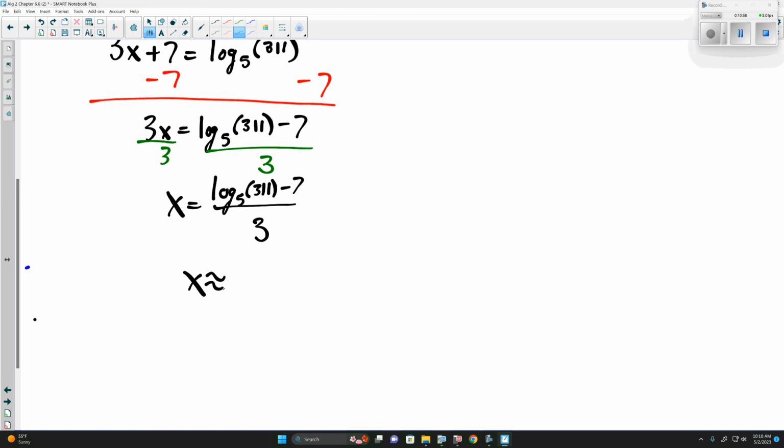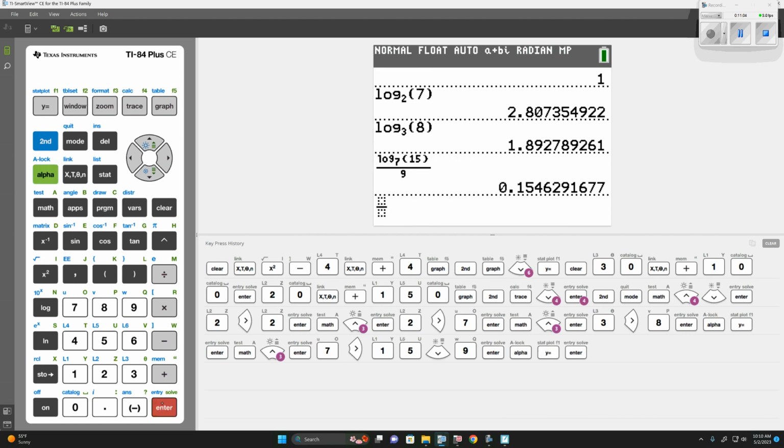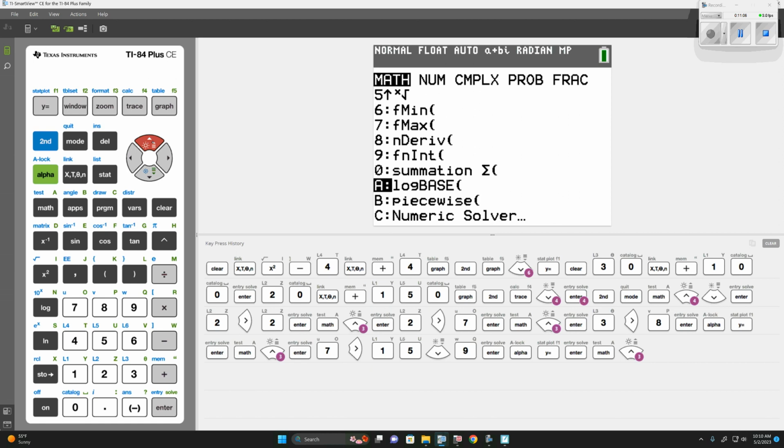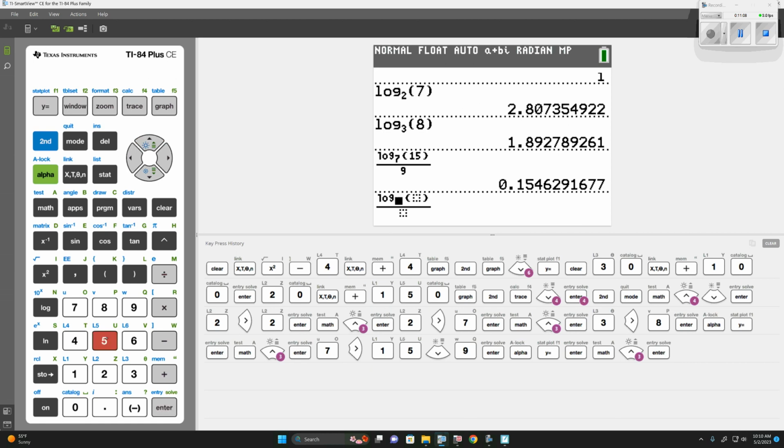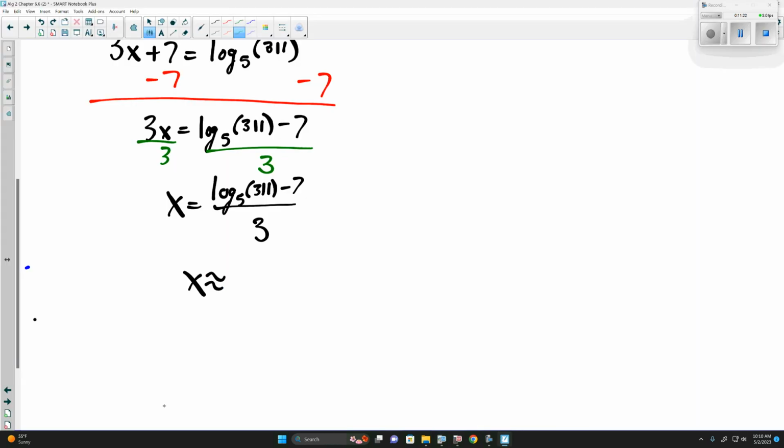Now, if we want to approximate the decimal, we just have to plug this in. Alpha y equals, enter, Math. Log base 5 of 311 minus 7, all over 3, is negative 1.145 if we're rounding to the third decimal place. And that's it.